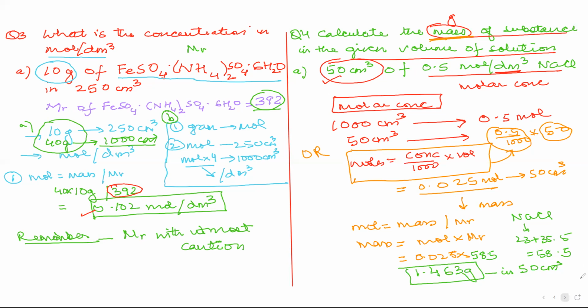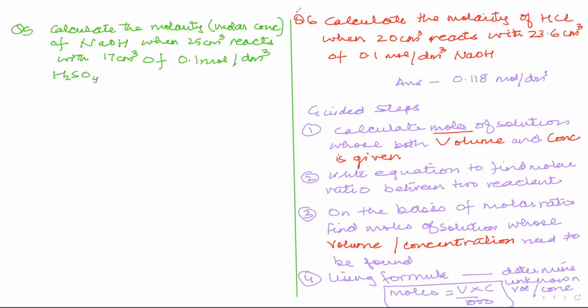Let's proceed. Let's see which question we have next, and that's the last category. This category is basically what we get in the ATP paper. These are the calculations related to our titration questions.